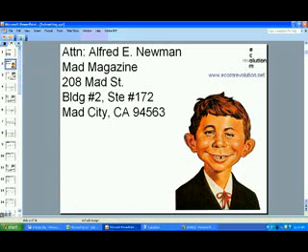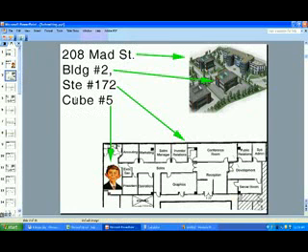So let's say I've got to go to 208 Mad Street, Building 2, Suite 172. I would find Alfred, if I had to find him, by driving to a business park, which is nothing more than a network of buildings. And then I might go to Building 2, which I've picked out arbitrarily, and that would be a network of offices. And then I would go to Suite 172, which is nothing more than a network of cubes, until I found Alfred at the end in Cube 5.